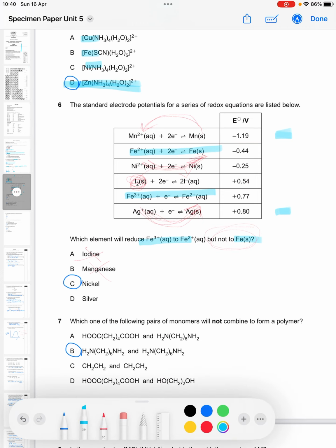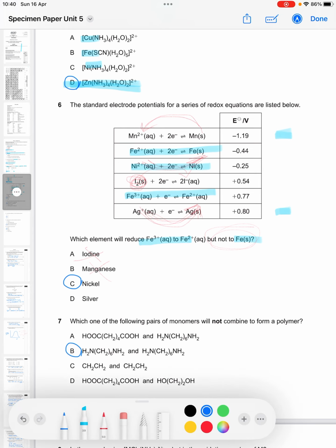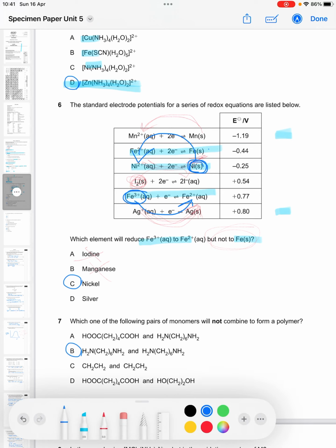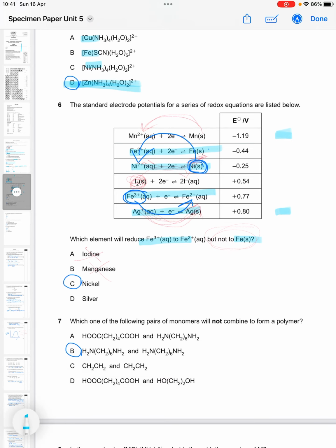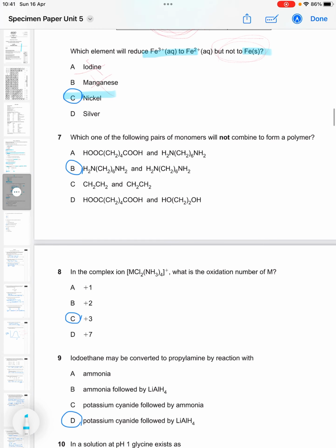Nickel then in here. If we went from nickel, that would reduce the iron 3 to iron 2, but not to just iron, which is at the top. And then silver, as you can see, is right at the bottom there, so it's not going to do anything. So the answer is C, with the nickel.